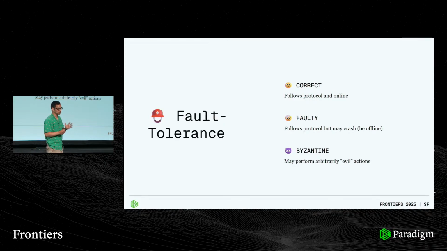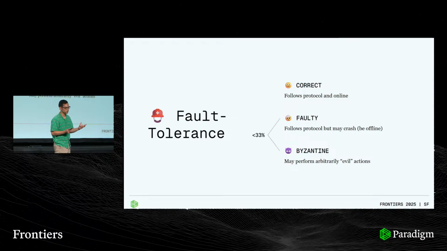Talking a little bit about fault tolerance, just again going over some quick definitions. There's correct replicas, which follow the protocol, running the software as intended. There's faulty replicas, which try and follow the protocol, but maybe their network connection isn't so great, or they're accidentally crashing for some reason due to misconfiguration or an out of memory error or something like this. And then there's Byzantine nodes, which basically have modified the code to run in an arbitrarily evil way.